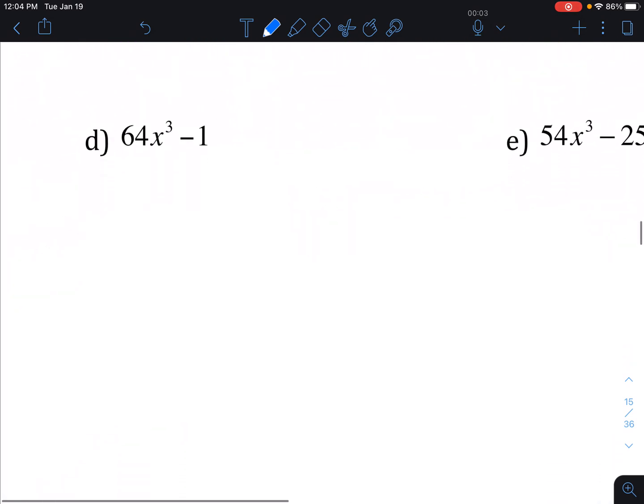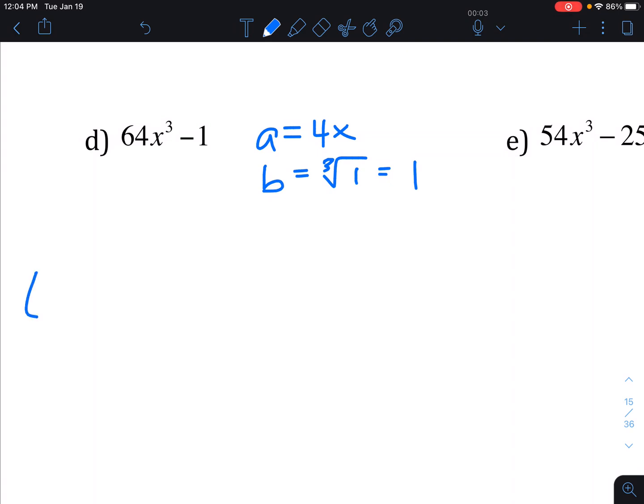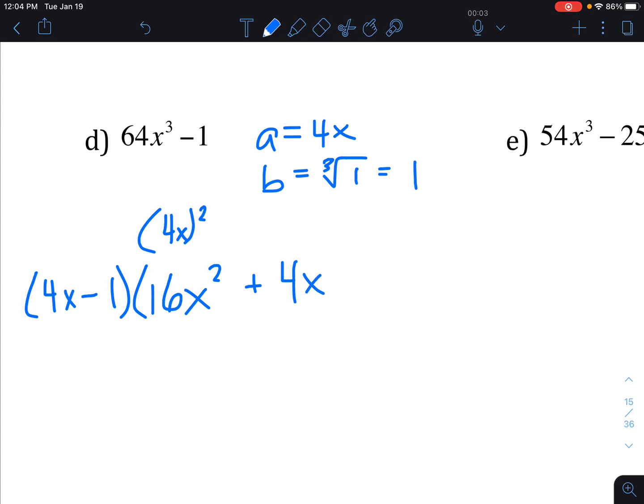Letter D, that shows 64x cubed, so A should be 4x. And then the B is, remember the cube root of 1 is 1, so B is 1. And we have a minus sign, so we're going to carefully use the difference of cubes. So that'll be A minus B, parentheses. So that'll be A squared, so that's 4x squared, so that's 16x squared, plus A times B, 4x times 1 is 4x, and then plus the B squared, so 1 squared is 1.